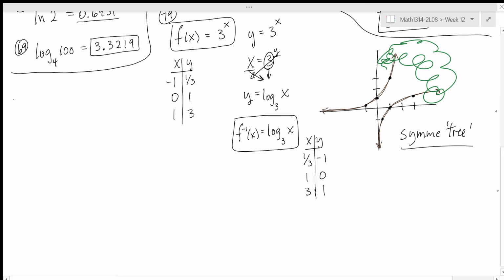Okay, and there's one more that I'd like to do, and then we'll move on. Number 83. And number 83 says, we've got f of x equals log base 2 of x minus 3.